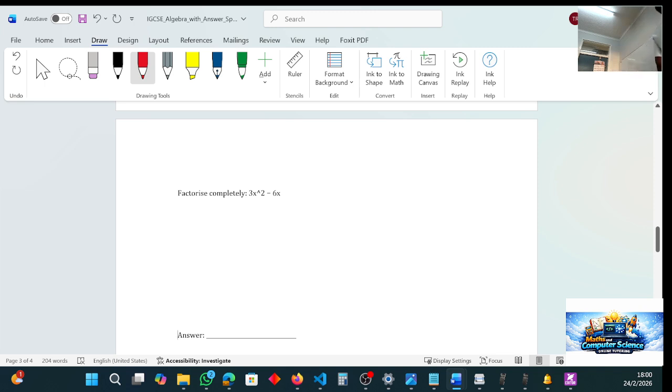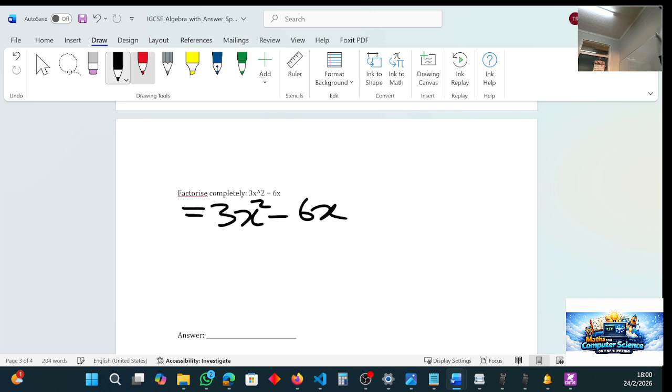Here we have a scenario where we are asked to factorize completely. So I have got an expression 3x squared minus 6x. So I have got 3, I have got 6. Also, let's look at the variable x is common there. So the highest common factor on those two terms is going to be 3x.